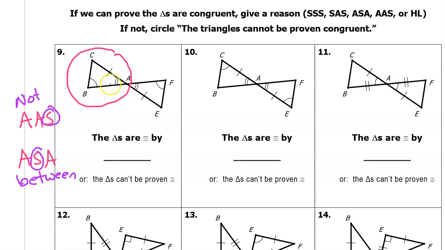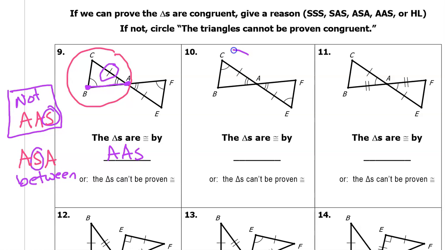Let's focus on the two angles that are marked. Angle B is marked congruent, and so is angle A. So the side that's between these two angles will be the segment connecting these two vertices. Is this segment the side that is marked congruent? No, it is not. The side that's marked congruent is way over here. So the side is not between the two angles. That means this is angle, angle, side. So we're going to put angle, angle, side.